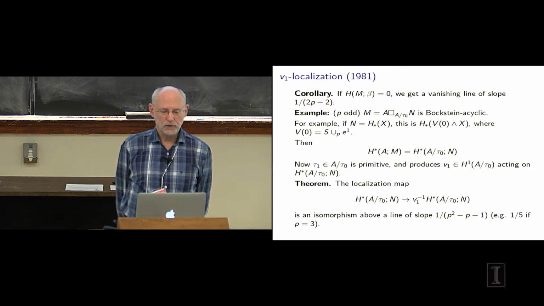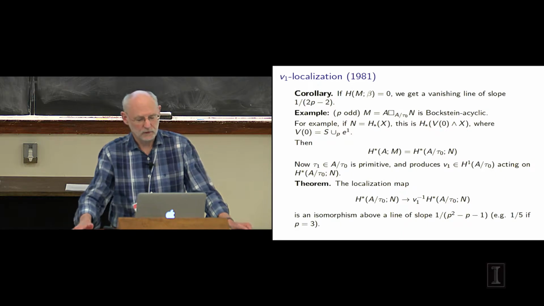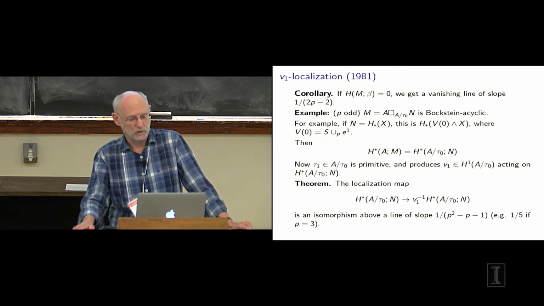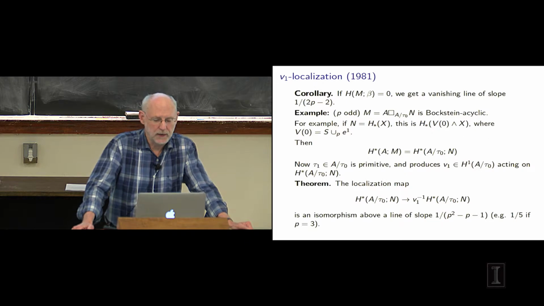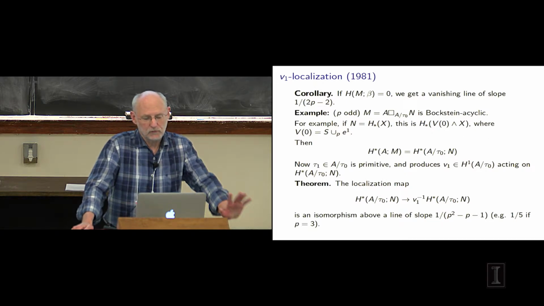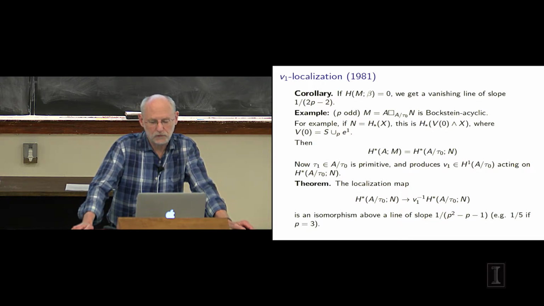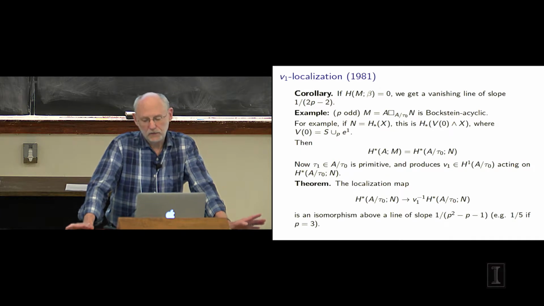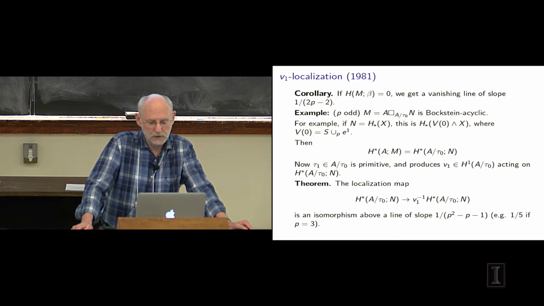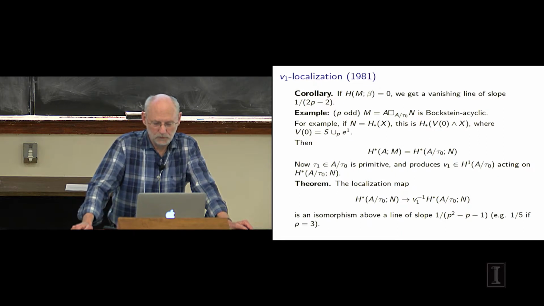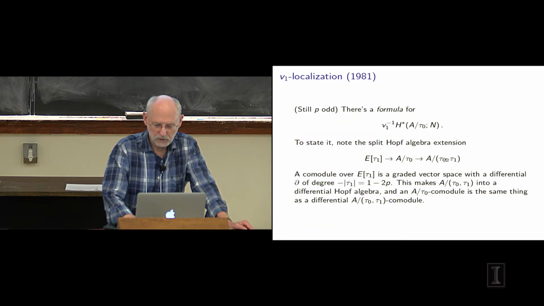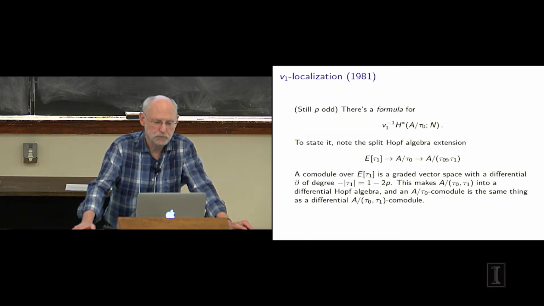And here's the periodicity theorem that's relevant here: the map from the cohomology, this is the E2 term for the Moore space smashed with something if you like, to the localization that you get by inverting V1. That's an isomorphism above a line, and now the slope is lower, 1 over p squared minus p minus 1. I think that's a fifth if the prime is 3. So that's a little wedge. I have a picture of it somewhere.